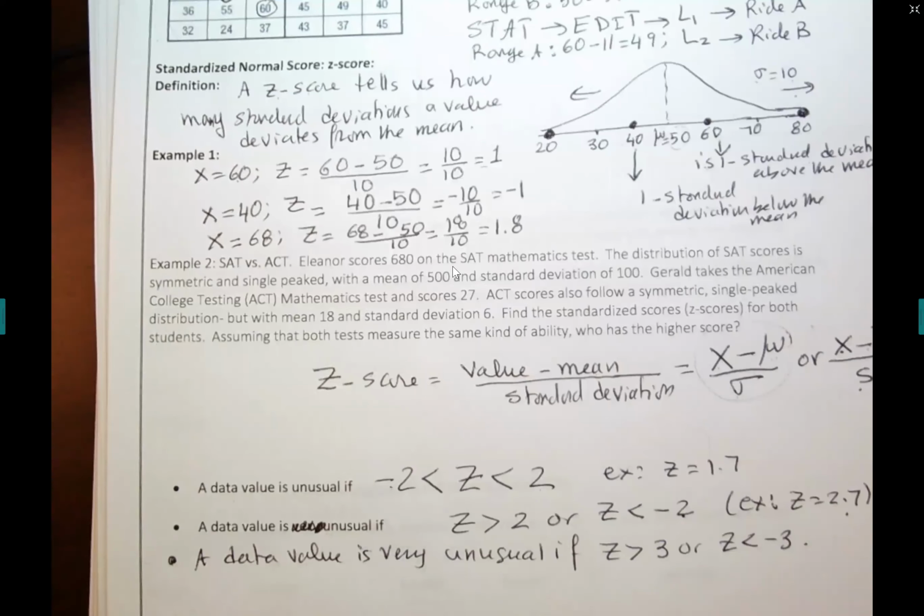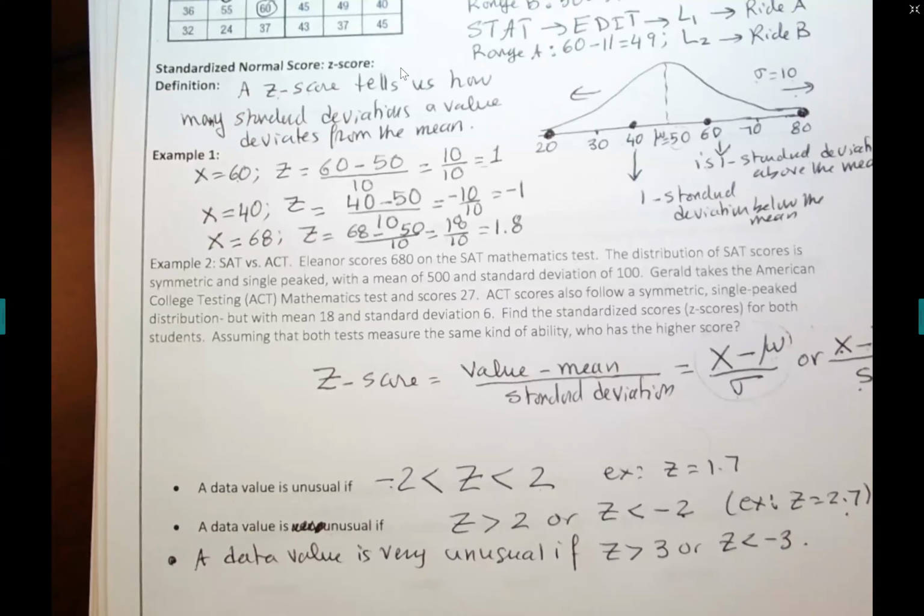The last question we're going to do together is to use Z-scores in applications. We're going to do this application together and we'll wrap it up. So it's example 2, SAT versus ACT. Eleanor scores 680 on the SAT, and the distribution of SAT scores is symmetric and single peak. That means it's bell-shaped with a mean of 500 and a standard deviation of 100.